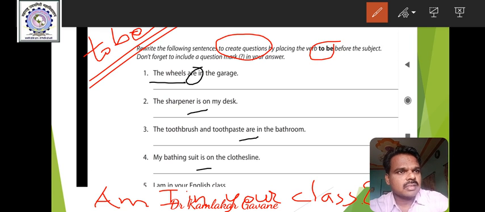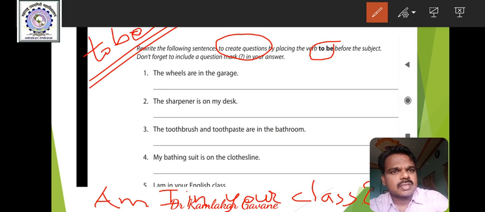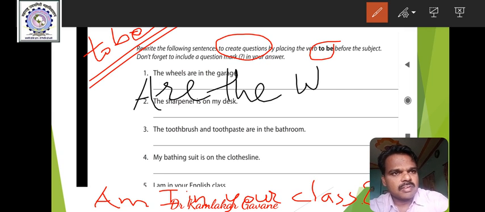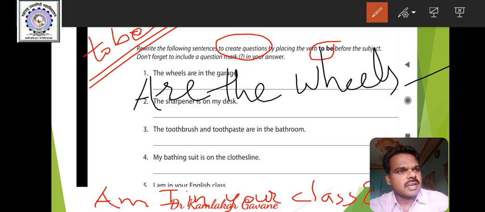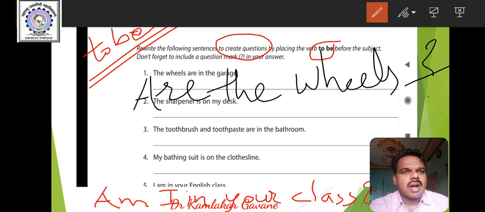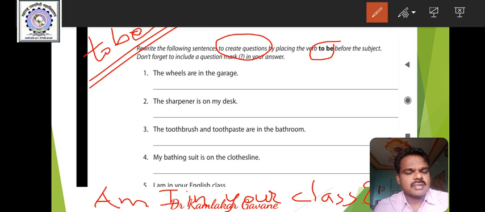What would be the answer to the first sentence? Yes no type questions. Are the wheels, and the rest of the sentence ending with a question mark. Are the wheels in the garage? Right? Similarly, can you try for the next one? The sharpener is on my desk. Is the sharpener on my desk?